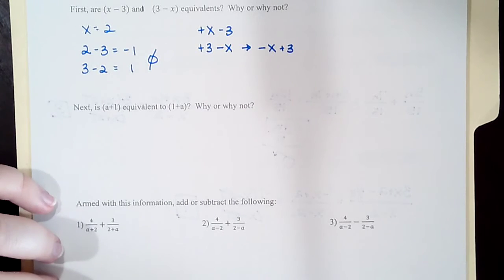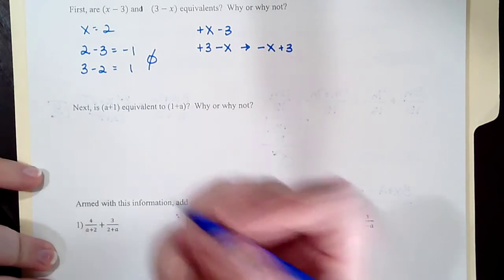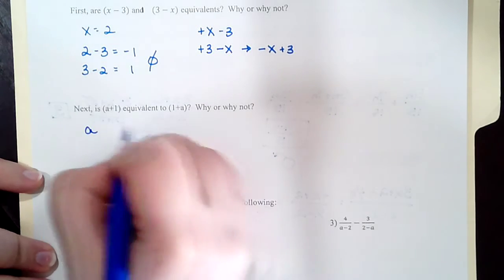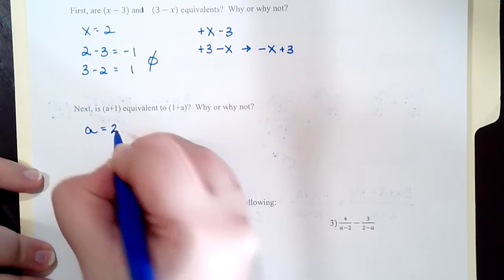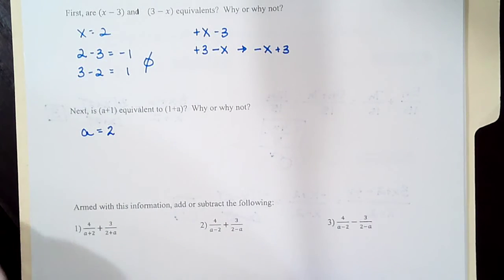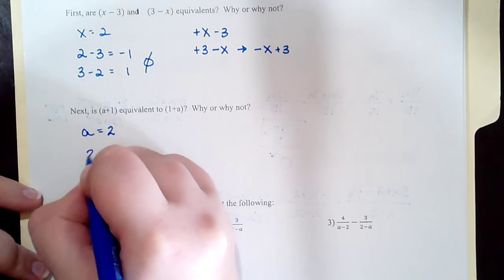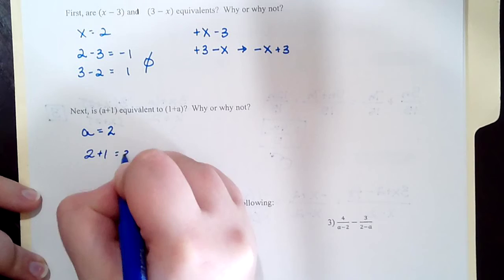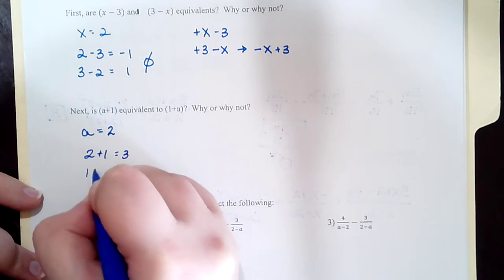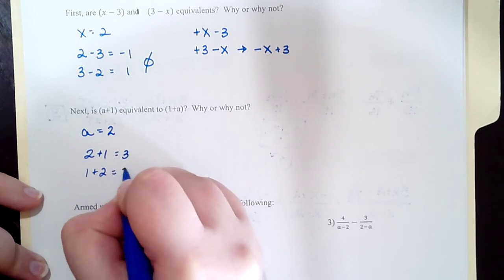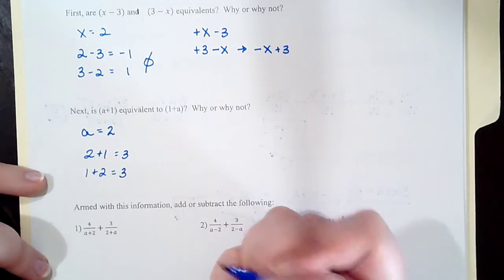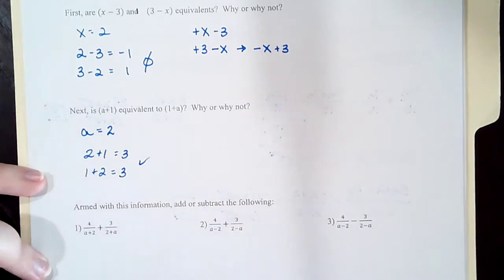Are a plus 1 and 1 plus a the same? Let's use our test. If a equals 2, and I'm just using 2 as a random number, I could use 34 if I wanted. It wouldn't matter. It's the same as saying 2 plus 1, that's 3, or 1 plus 2, that's 3. Now those do work. What's the difference?